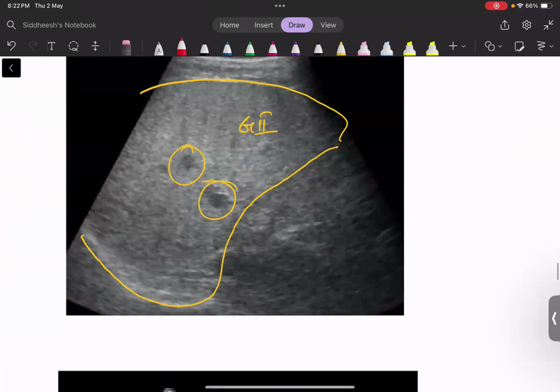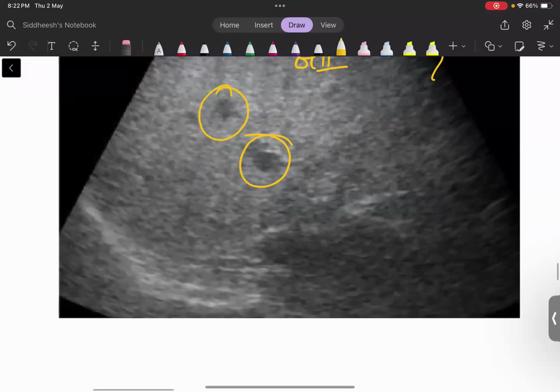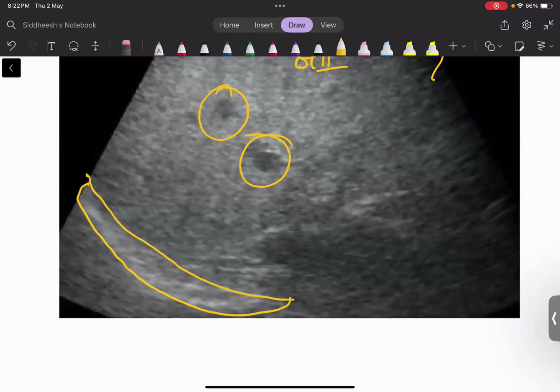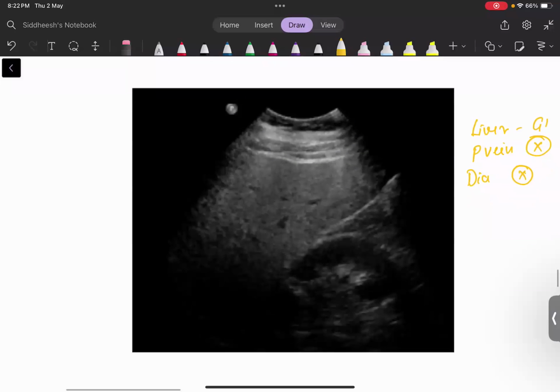See this image as well. Let me remove this part. Can you all appreciate a little bit hyperechoic diaphragm? Yes or no? Now look at this image. Portals not shining. Liver shining. What about the diaphragm?